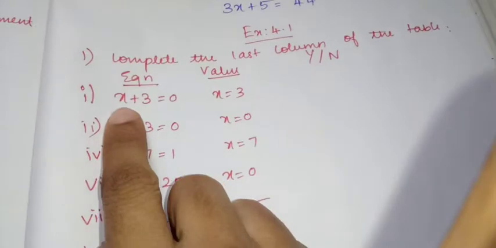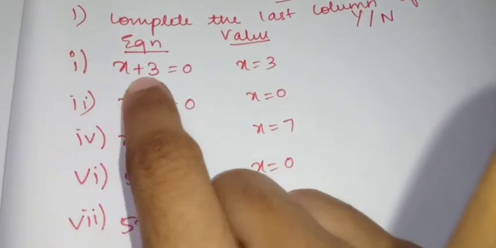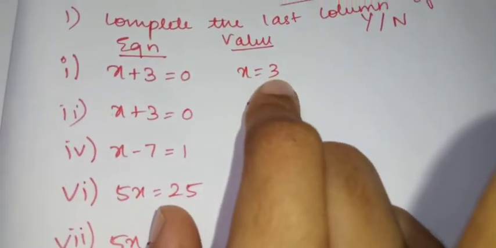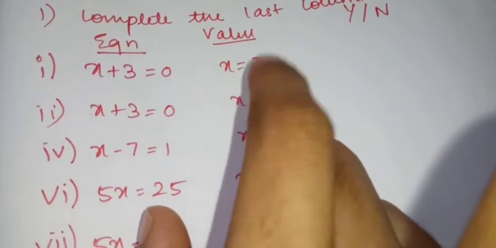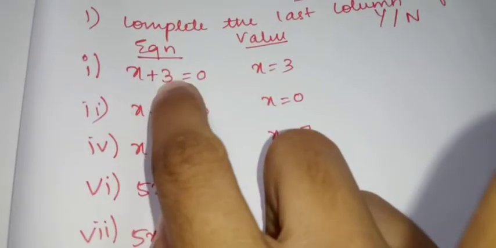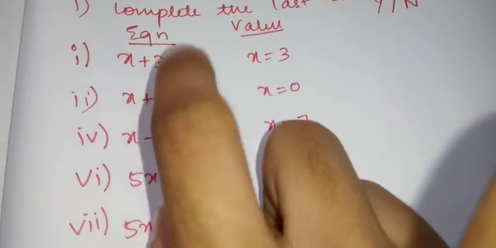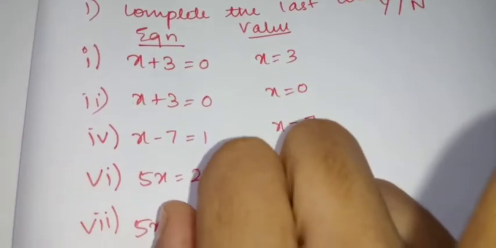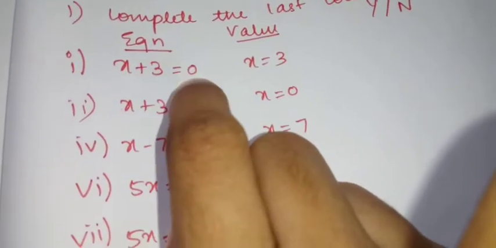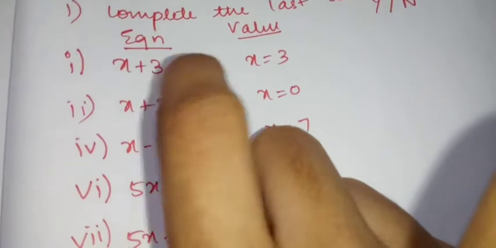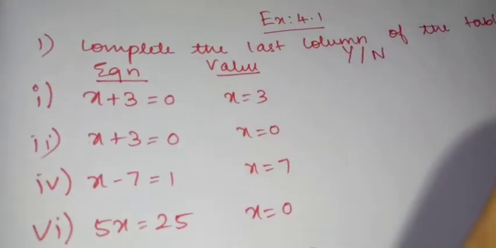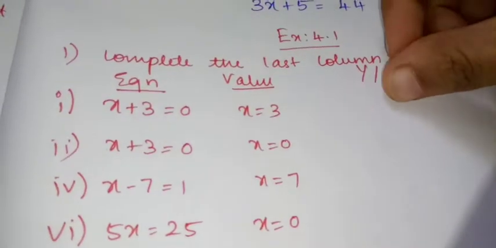Okay, this is your equation. What is the first equation? X plus 3 equal to 0. The value is what? X value is 3. So we are going to substitute this x value in this equation and check whether LHS and RHS are equal. What is the LHS here? X plus 3. What is the RHS? 0. So this side and this side both should be 0. If it is not 0, then it is not satisfied. You can write no here.